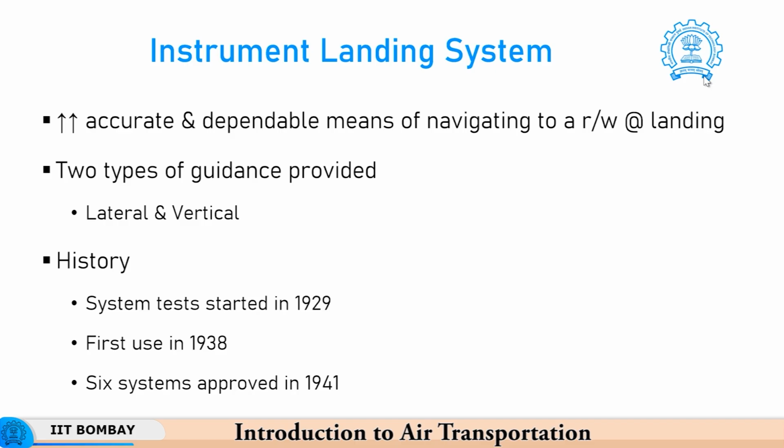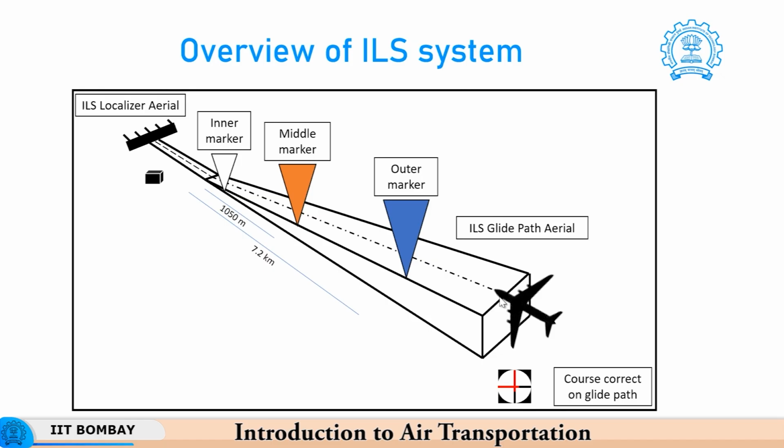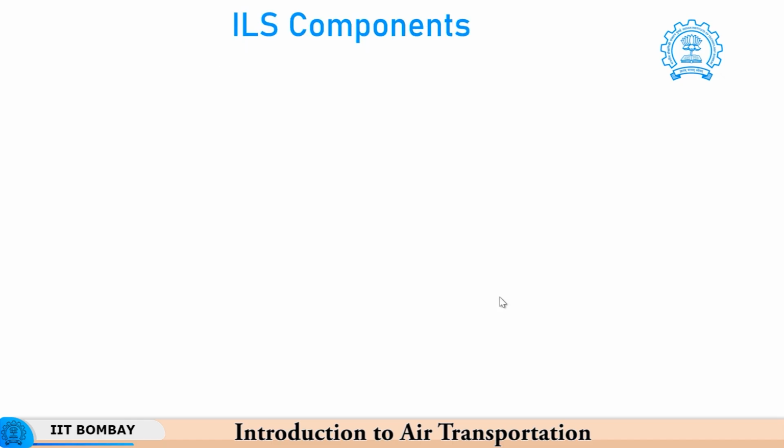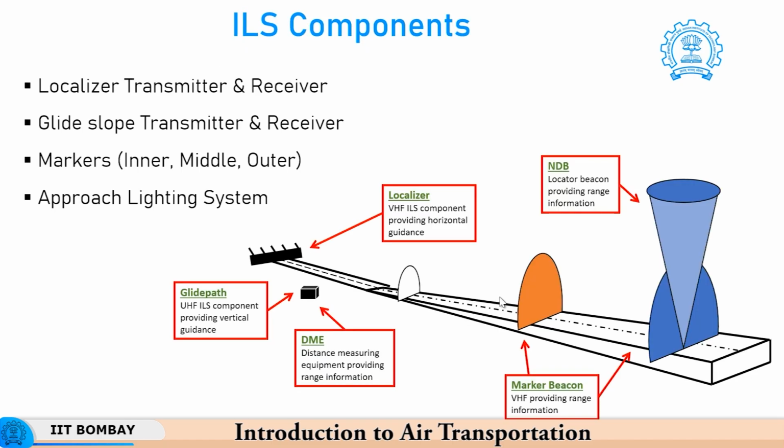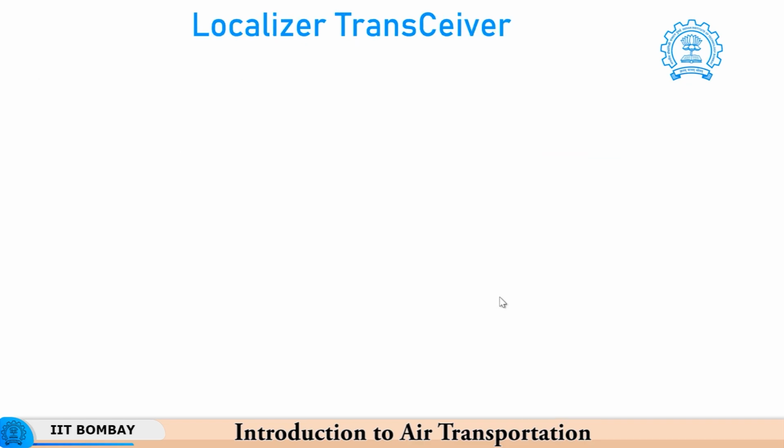precision landing systems. This figure gives an overview of the ILS system and its various components, and let us look at all of them in detail one by one. So, the ILS system consists of 4 major components: three of which are shown in this figure, and the fourth one is the approach lighting system, about which we will talk later in some more detail. So, let us look at these components one by one and what their function is.